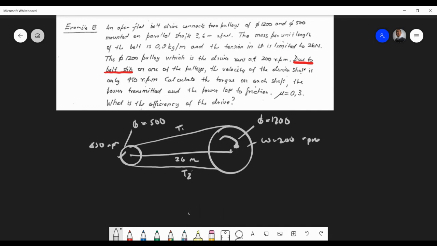What do you think happens when the belt slips? What do you normally know about belt drives? What is common between the two things, and what happens? Come on, students, you can do this. So if it slips, you're going to lose velocity. You're not going to have the same velocity on either of them.